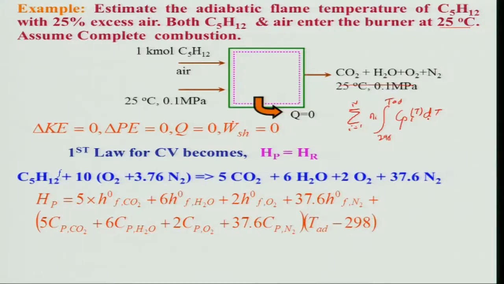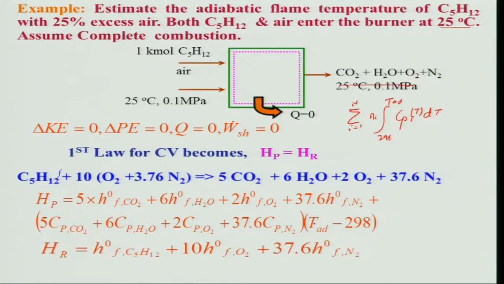Then we will have to take an average specific heat between the temperatures 298 and the adiabatic temperature, which will be a little erroneous, but we can solve the problem with a certain amount of error. So that is why we have done this. This is a very important assumption, please keep it in mind.